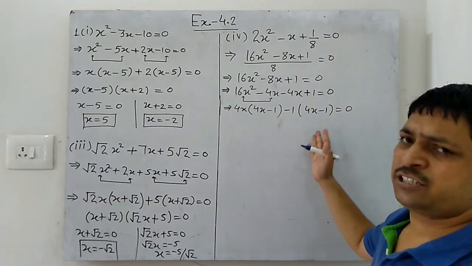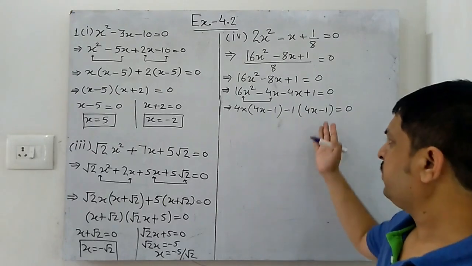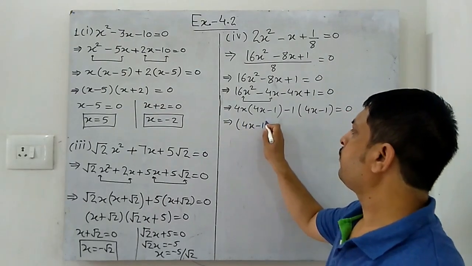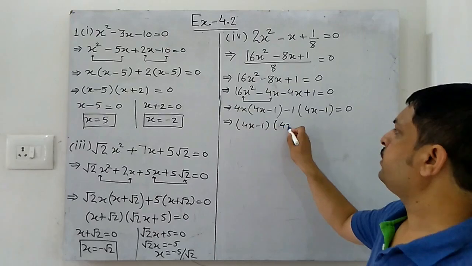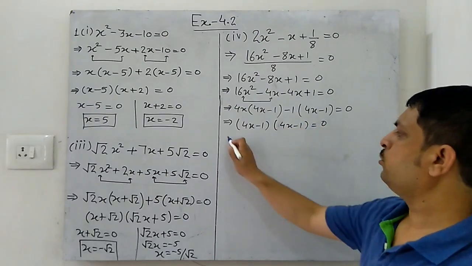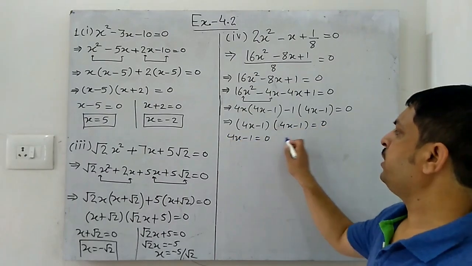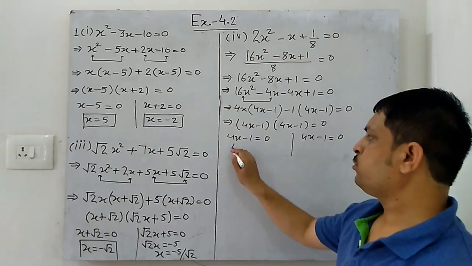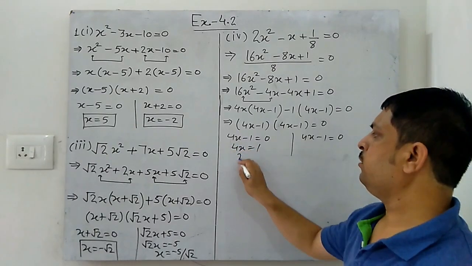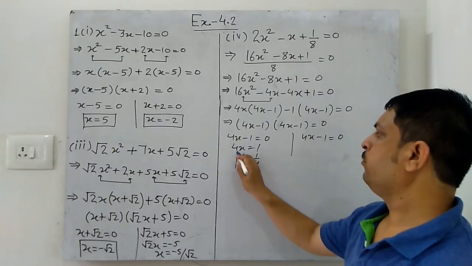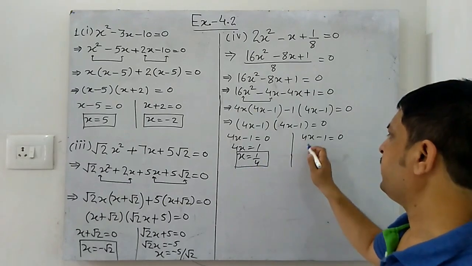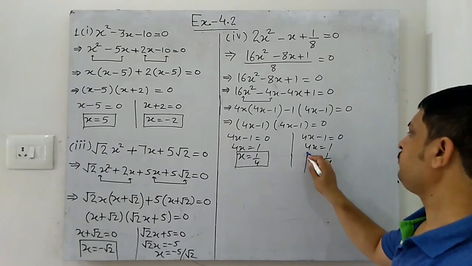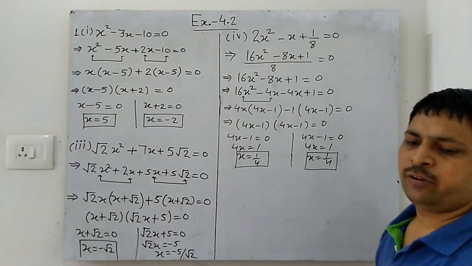We have done the factorization process in 8th and 9th class also. Clear? So 4x minus 1 is common now. It will be 4x minus 1 and 4x minus 1. So 4x minus 1 equal to 0, and the second one also 4x minus 1 equal to 0. So the value of 4x will be equal to 1, or x will be equal to 1 upon 4. Similarly in the second case the value will be the same because the factors are the same. So the value of x will be 1 by 4.